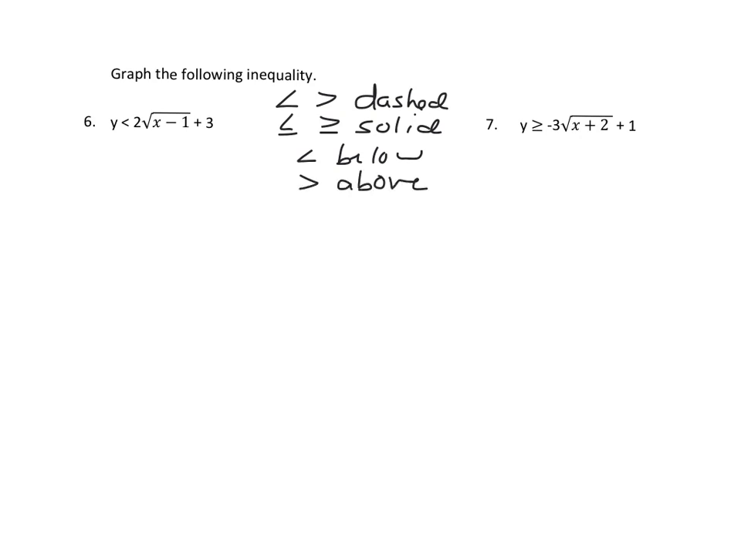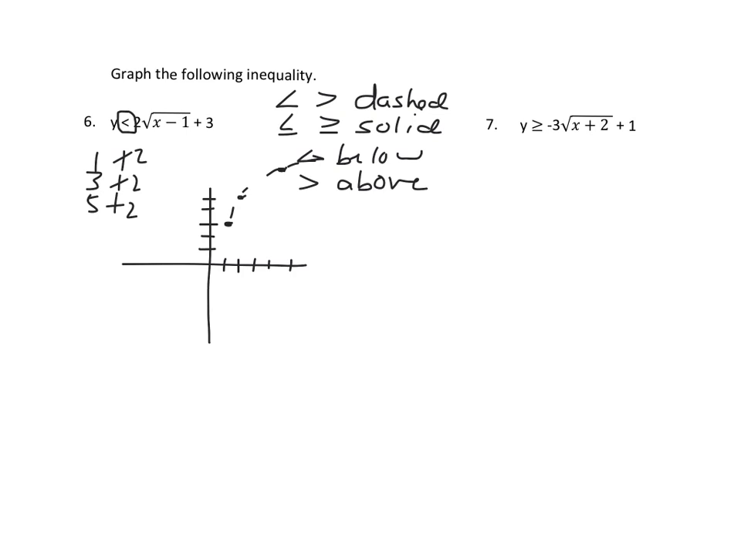So for number 6 here, we've got a graph that we're going to move right 1, up 3. Here's our general movement. That 2 is going to double the y's. So I'm going to go over 1 and up 2, over 3 and up 2. And then I look at the sign as less than. It's not equal to, so it's dashed. It's less than, we're going to shade below the graph.